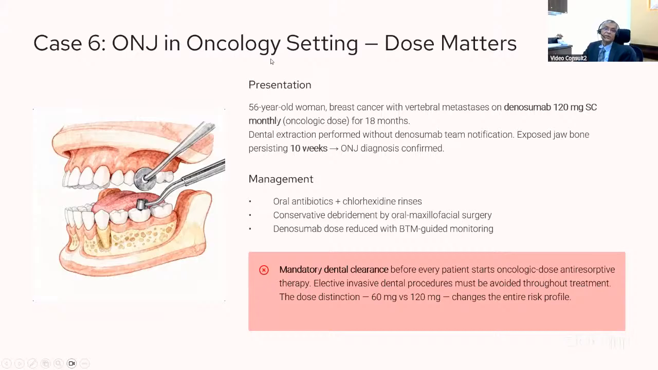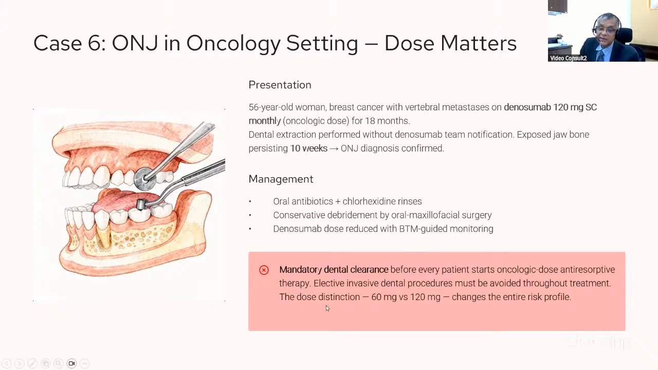Osteonecrosis of the jaw in an oncology setting, in a person who is using denosumab 120 milligrams subcutaneous monthly for a period of 18 months. Dental extraction performed without notifying the denosumab team. Exposed jaw for 10 weeks. Osteonecrosis of the jaw confirmed. Oral antibiotics, chlorhexidine rinses, conservative debridement by the oromaxillofacial surgeon. Denosumab reduced, with bone turnover markers guiding monitoring.